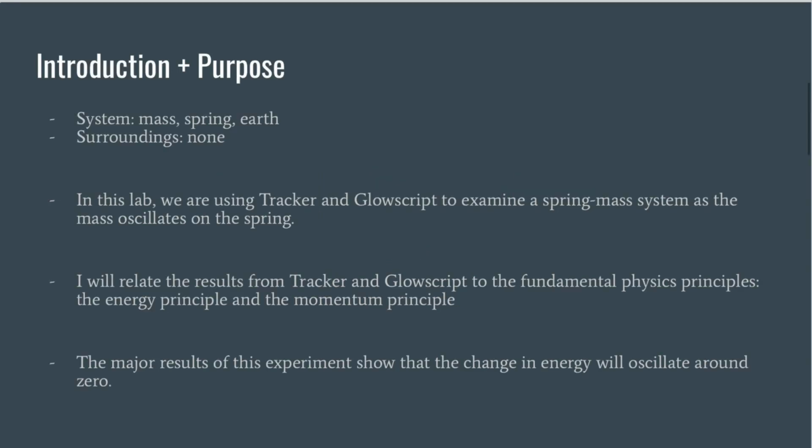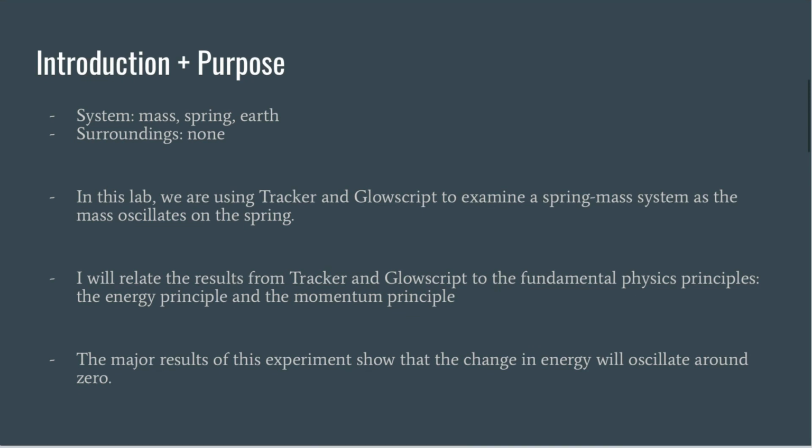For my introduction and purpose, I chose the system to be the mass, spring, and Earth, and the surroundings to be none. We are using Tracker and GlowScript to examine a spring-mass system as the mass oscillates on the spring. I will relate the results from Tracker and GlowScript to the fundamental physics principles, the energy principle and the momentum principle. The major result of this experiment is that we will see the change in energy oscillate around zero.